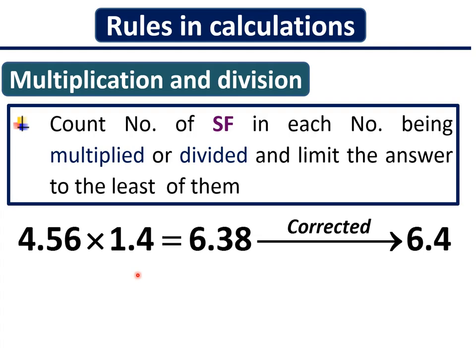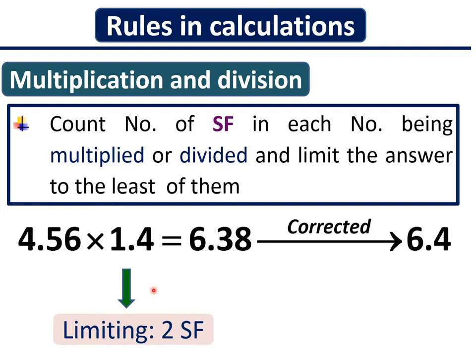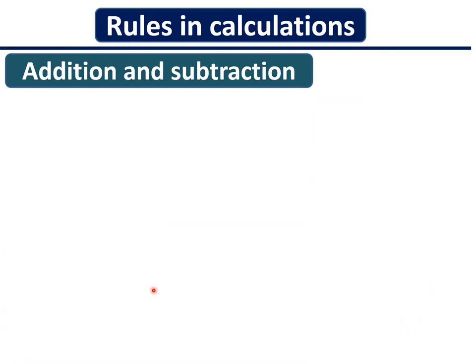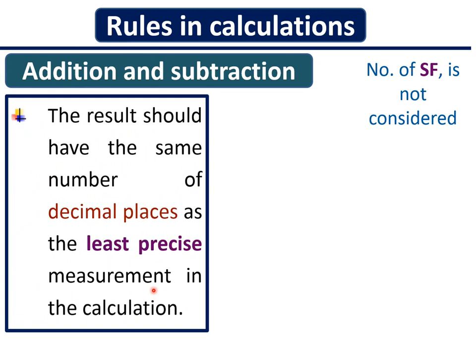The other rule here is addition and subtraction. In multiplication and division, I said that the result should have the same number of significant figures as the least of them, right? But in addition and subtraction, we are not dealing with significant figures at all. The number of significant figures is not considered here. Instead, they consider the number of decimal places. It says that the result should have the same number of decimal places as the least precise measurement in the calculation. So if you want to add these numbers together, look at the first one.